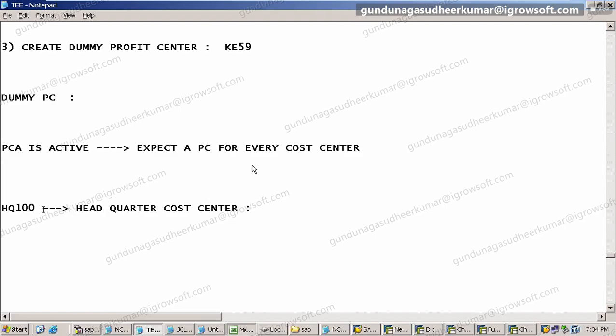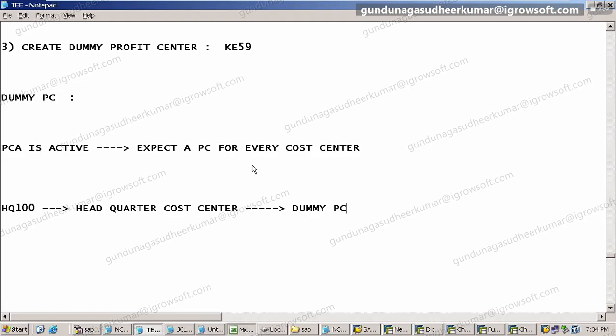Is it clear? So now when I am posting the expenses to this cost center, to which profit center should I link this cost center? Can you tell me? Dummy profit center. Correct? So later on, I will take it from the dummy to other profit centers.